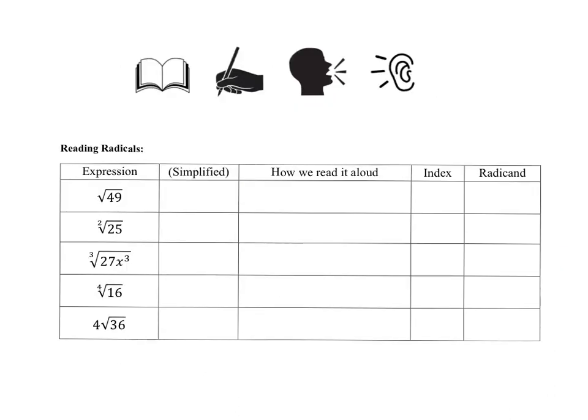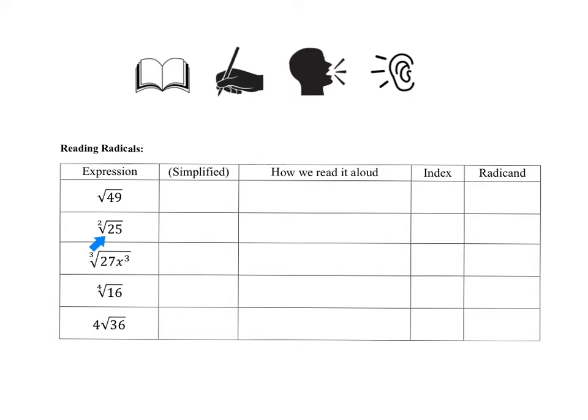Whenever you're learning something new, it's important that you read it, write it, speak it, and listen, whether it's math, a foreign language, or anything at all. So I'm going to first go through this chart aloud, and then I'll fill it in, and you can pause it to copy it onto your paper. The first expression is the square root of 49. This simplifies to 7 because 7 squared is 49. We say it out loud, as I just did, as the square root of 49. Its index is 2, and its radicand is 49.